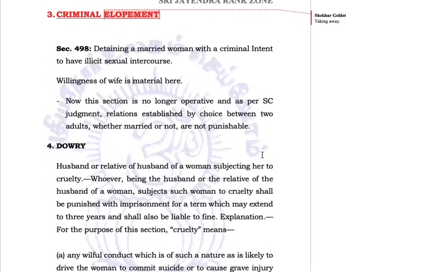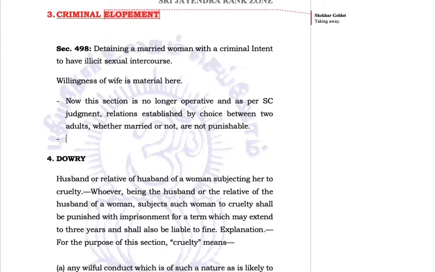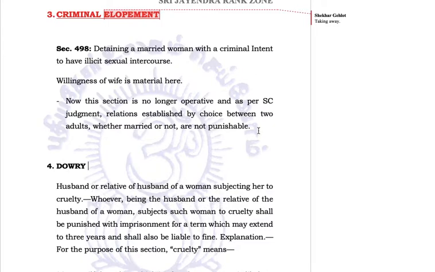Next is the offense of dowry. When we are talking about offenses against marriages, the offense of dowry is section 498. I am writing all these sections only for reference purposes. You are not required to remember these sections. Okay. So dowry, what is dowry?